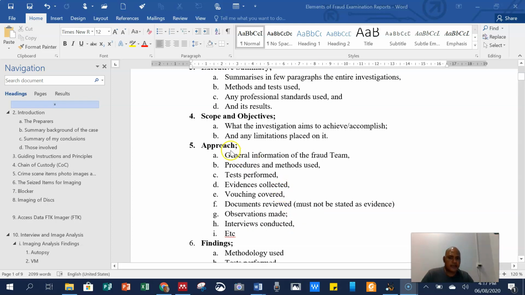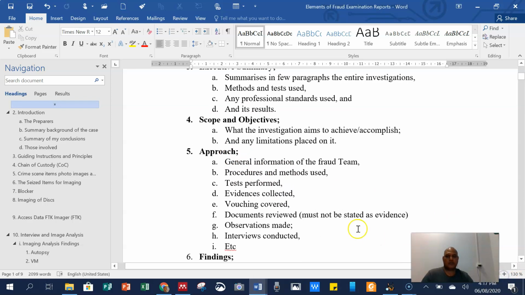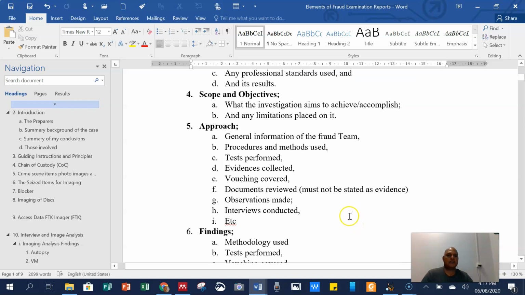And the other section is number 5. Number 5 is basically to look at the approach. The approach is who are the team involved, the expertise involved. We can also detail the procedures and the methods implemented, the tests performed, and be more detailed on the evidence collected, and also what you vouch in a company, company corporate documents, what have you.